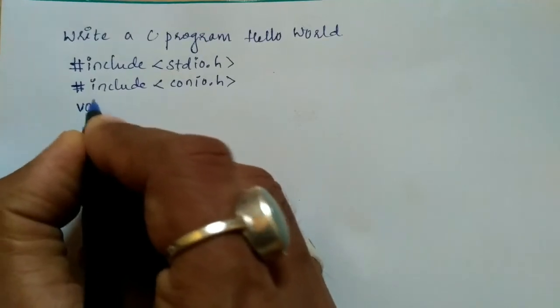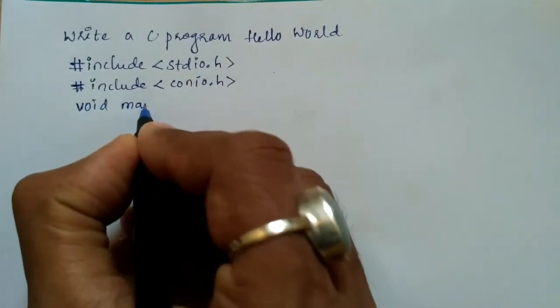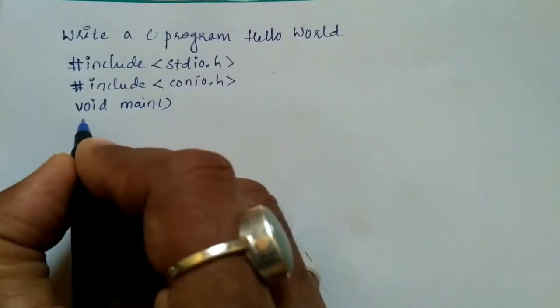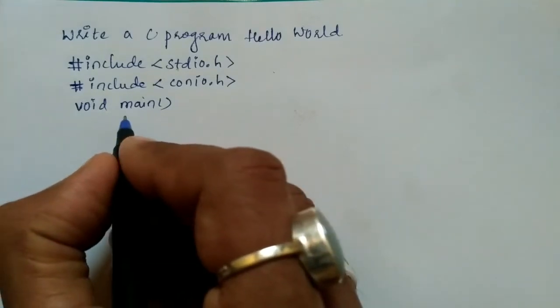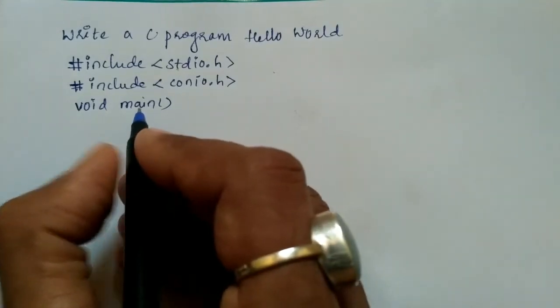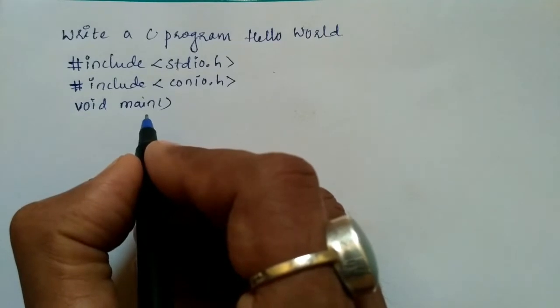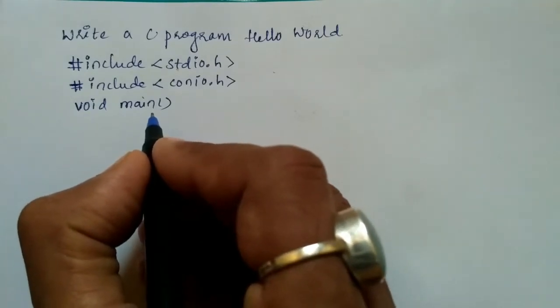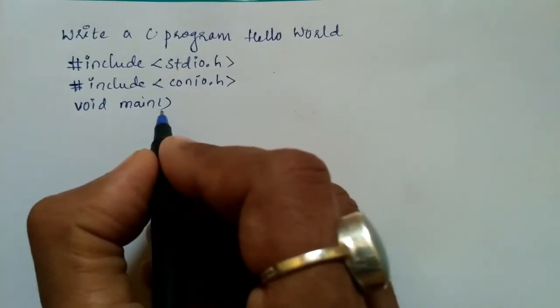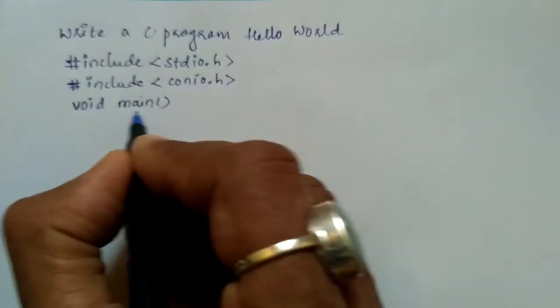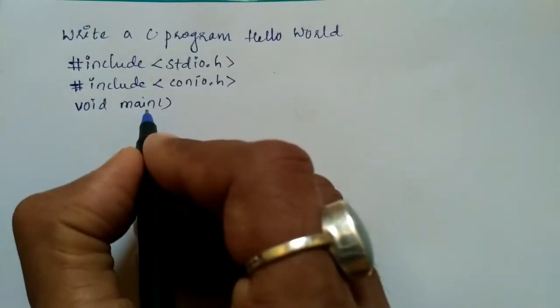Now we have to write void main. Here main is a function through which the C program executes. Each and every C program must have at most and at least one main function, because execution of a C program starts from the main function only.